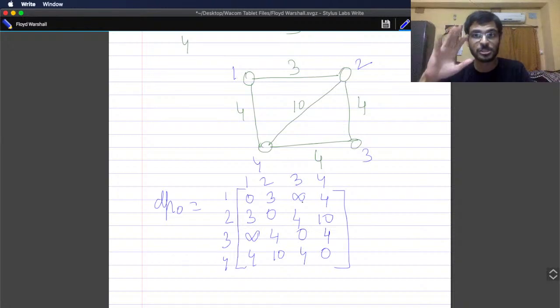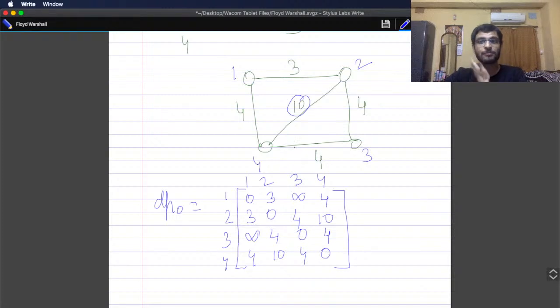This is going to be my first matrix. What I am saying is simply that whatever the edges are giving me, let me mark all those things. Now you can see this edge is not going to give me the shortest path from 2 to 4, but still I'm adding it for the time being. Maybe at some other time it can give me a better result. Make sense?